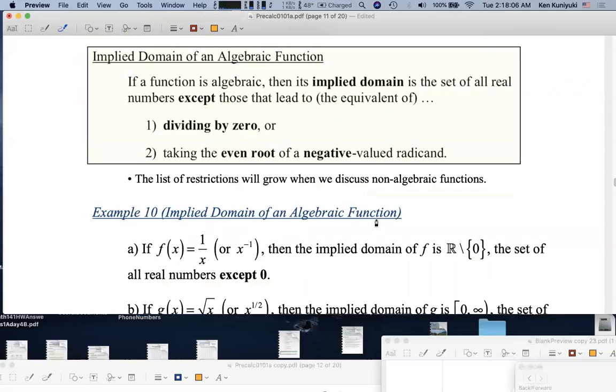The implied domain of an algebraic function is the set of all real numbers, except those that lead to division by zero or taking the even root of a negative value. For example, the square root of -1. I know we define this to be i later on, but again, we're keeping it real. For right now, this is not real. -1 is illegal for the square root function as an input.